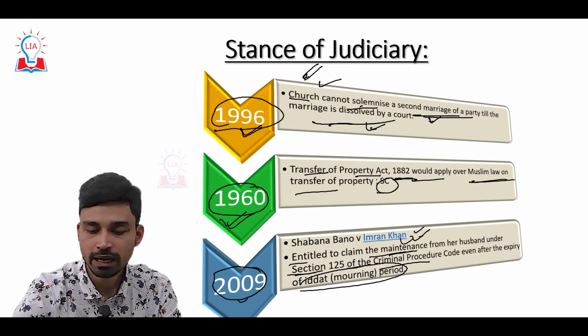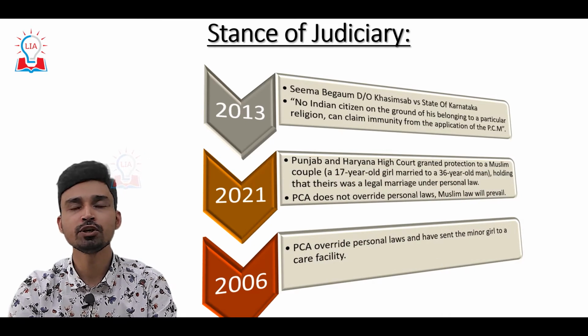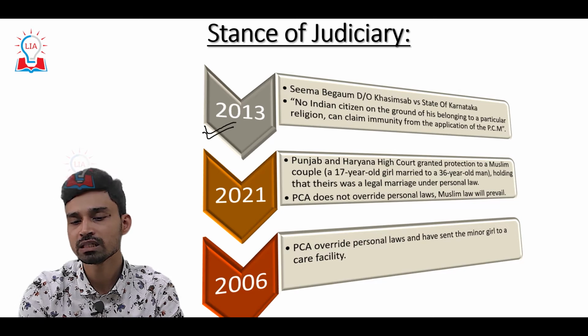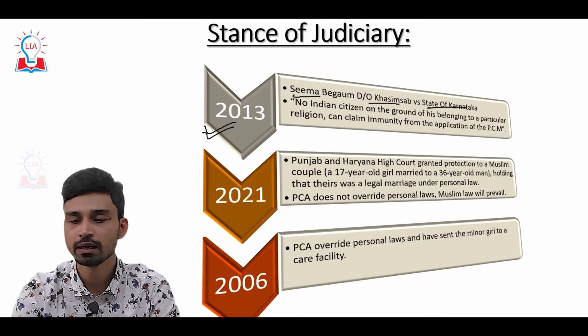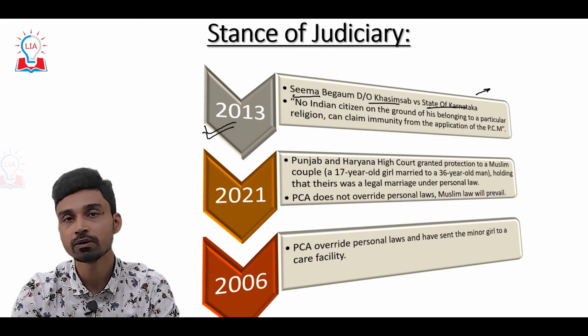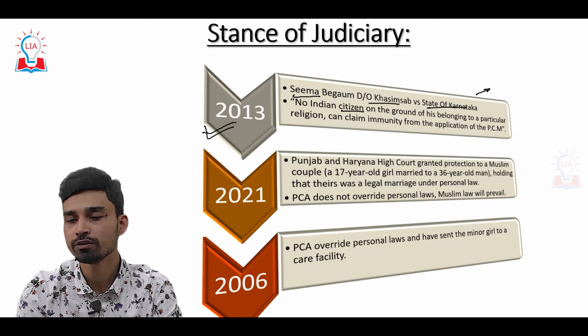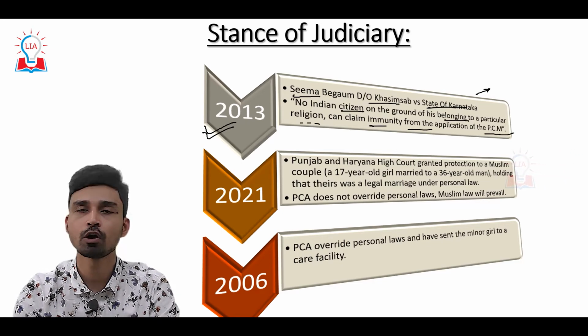If you look at some other instances to understand the stance of the judiciary on this particular issue, one example is from the year 2013, in the case of Seema Begum, daughter of Hasim Saab versus State of Karnataka. In this particular case, the Karnataka High Court has said that no Indian citizen, on the ground of belonging to a particular religion, can claim immunity from the application of the Prohibition of Child Marriage Act.